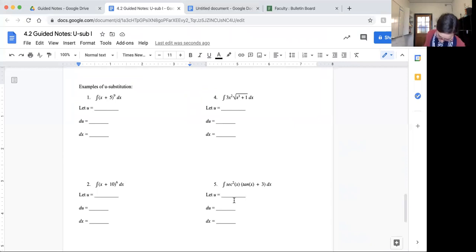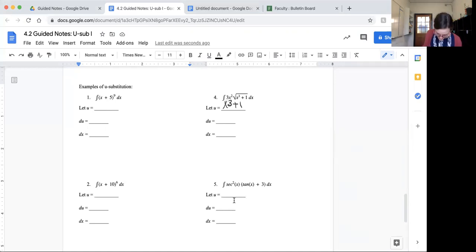So I'm going to let u equal x cubed plus 1. As you become more comfortable with u substitution problems, it will become more obvious what you want to make u equal to. And we will also talk about this in class on Tuesday.